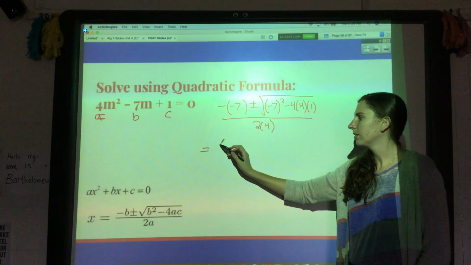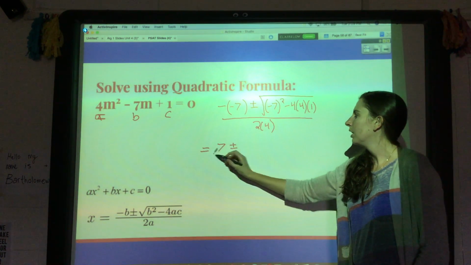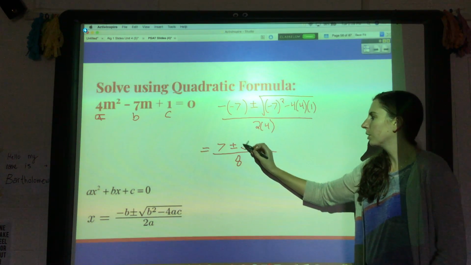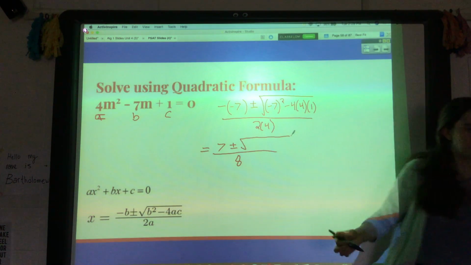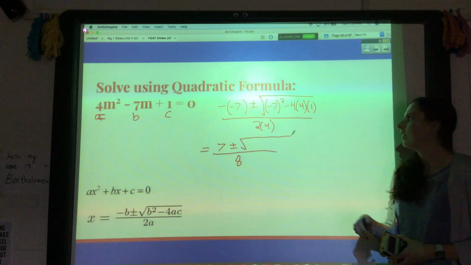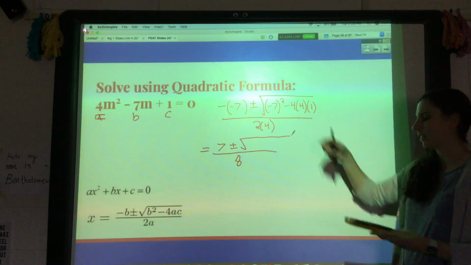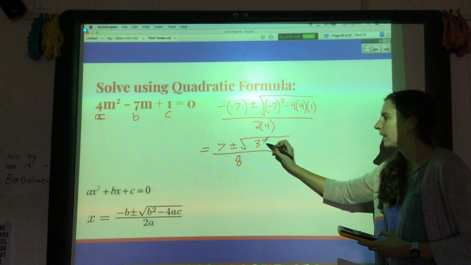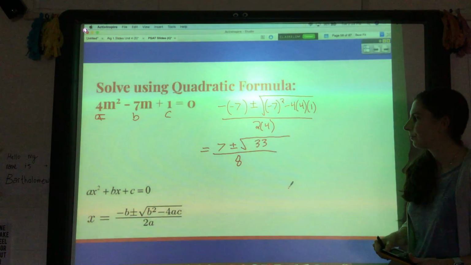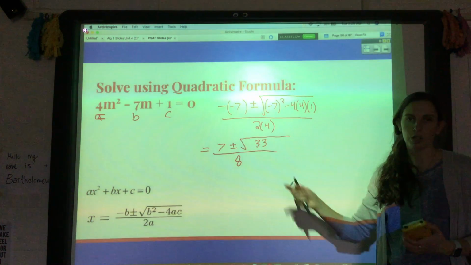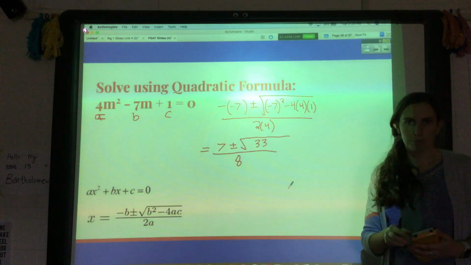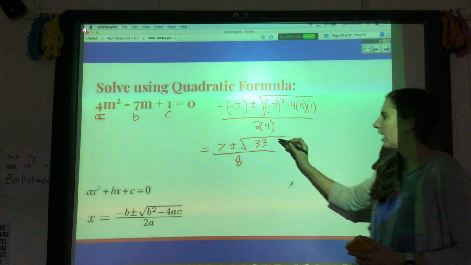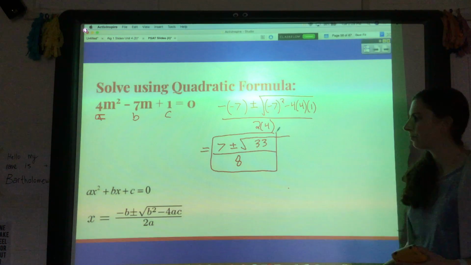Negative negative 7 is positive 7. 2 times 4 is 8. And then I'm going to leave the square root because it might not square root evenly, but I'm going to put all of this just in my calculator. It wouldn't be that hard to do by hand. 49 minus 16, which is 33. And that's actually the answer. If I could square root this, I would. If it breaks down at all, I would break it down, but 33 doesn't divide by 4 or 9 or 16, so that's just it. That's my answer.